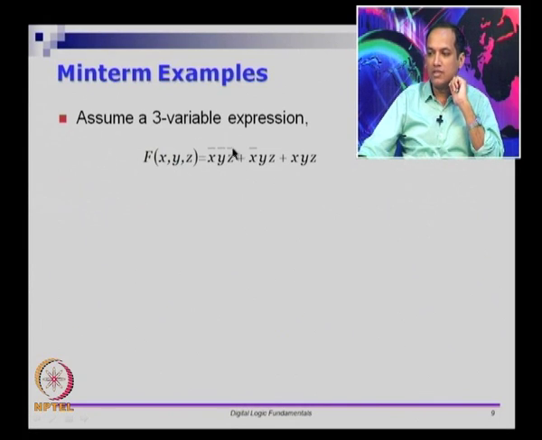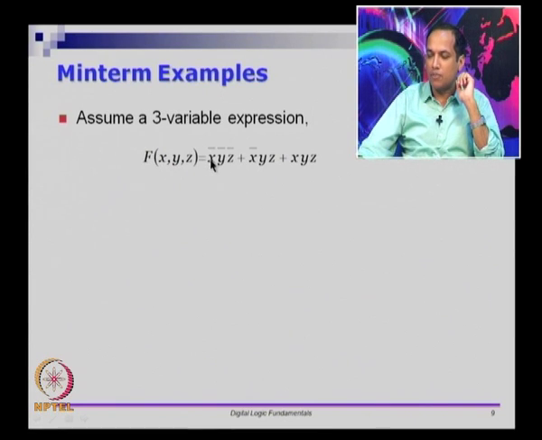So, this term has xyz, this term has xyz, and so does this term. All of them have xyz in some form, in either the complemented or uncomplemented form. All the literals xyz are available. So, this is a valid canonical sum of product. The way we are going to write this is as follows. We assume that the ordering is x, y and z. Wherever I see x in the complemented form, I will put a 0. Wherever I see x in the uncomplemented form, I will put a 1.